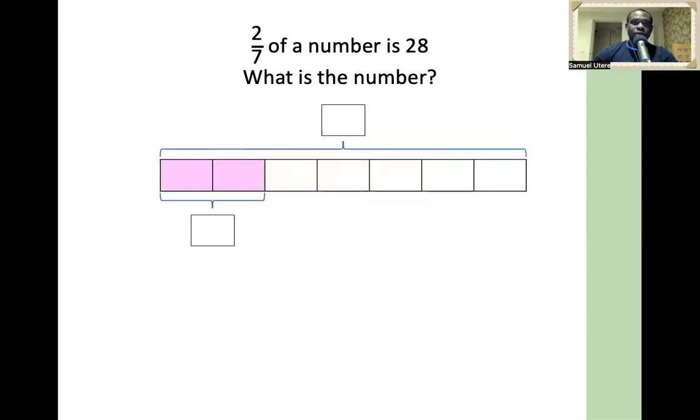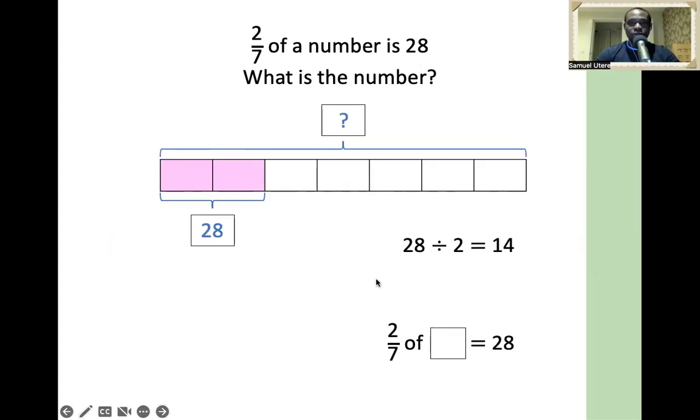Here is this one, 2/7. So this one is drawn for us, okay? So we're told 2 out of 7 parts is 28. So we know how to find this part. We'll do 28 divided by 2. Now, because we know they are all equal, each of these parts is 14.